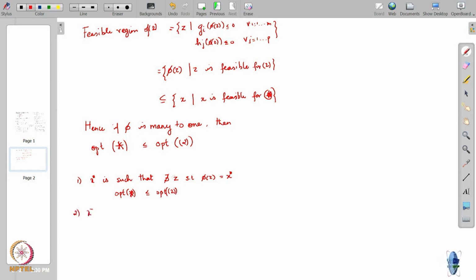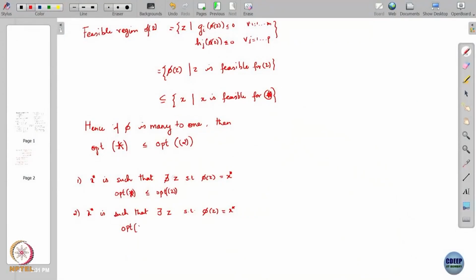Second case is, suppose x star is such that there exists a z such that phi of z is equal to x star, right. So, you get to a solution and it just happens that you can actually recover the right z for it, in which case you will get an equality. These two have to be equal. Now, the optimal values are equal.